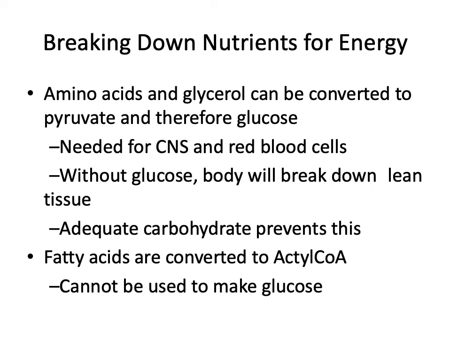Okay, so again, some amino acids and glycerol can be converted into pyruvate and therefore glucose, and that's needed. We have to have a certain level of circulating glucose in the bloodstream in order to maintain healthy central nervous system and red blood cells. So without glucose, the body's going to start to break down tissues, particularly proteins. So the intake of adequate carbohydrate will prevent this. And again, fatty acids are converted directly to acetyl-CoA, cannot be used to make glucose.